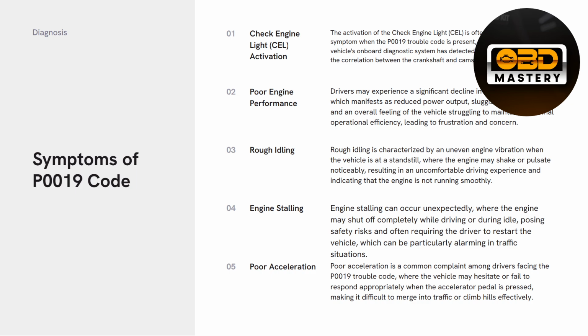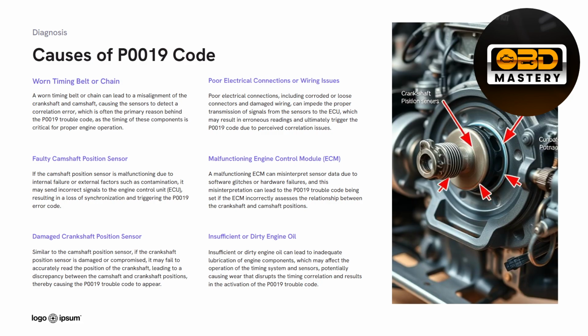If your vehicle is going into limp mode, or it's driving very slow and it doesn't drive any faster, you are in limp mode. That is another possible symptom of this. Poor acceleration we already went through, but those are the symptoms of this code. Now, the causes of the P0019 code.